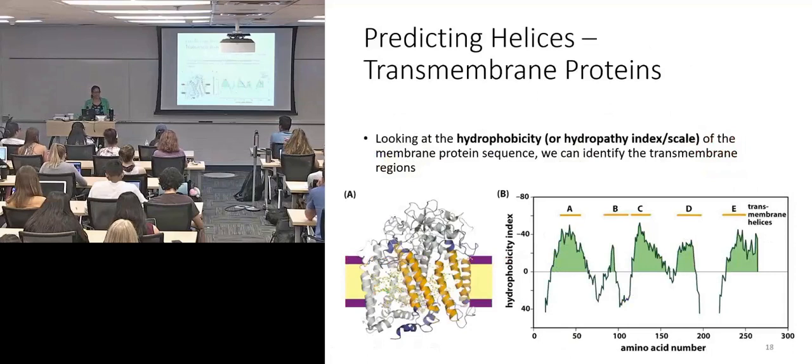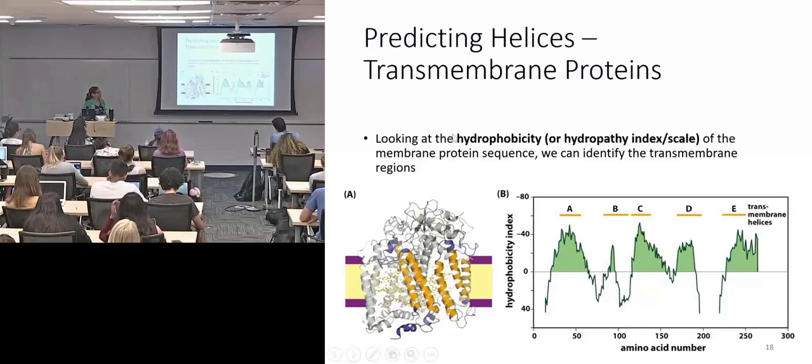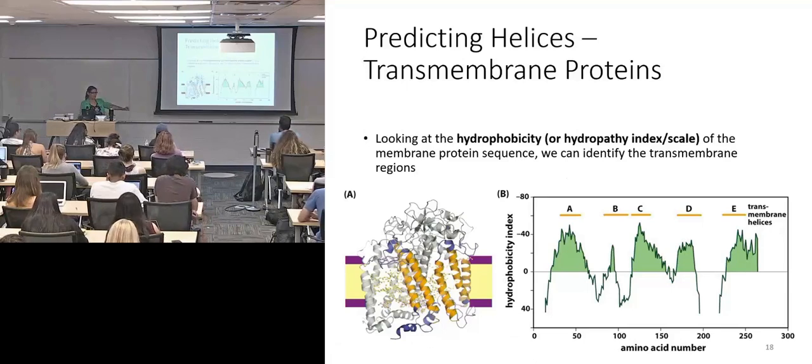So in addition to the helical wheel, another thing that we can look at is something called hydrophobicity or hydropathy index or scale. You might see all of these words depending on what resource you're looking at. And this is, again, a measure of how likely something is to be transmembrane. Okay? The hydrophobicity index or scale is calculated by looking at the energy change from moving an individual amino acid from water into something nonpolar.